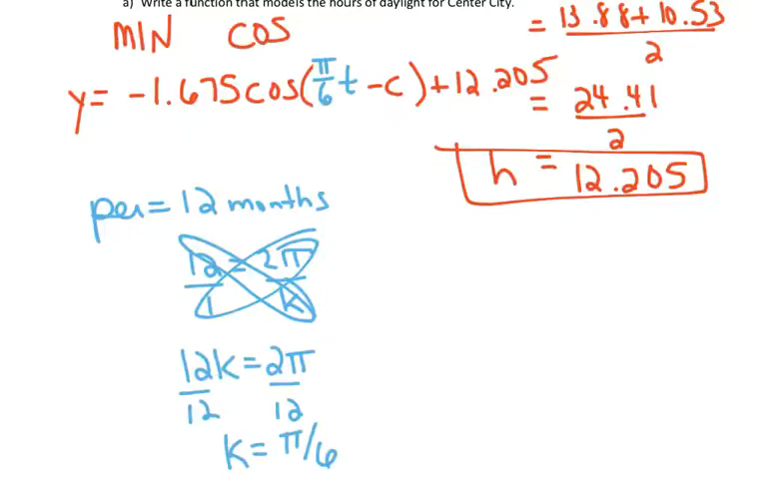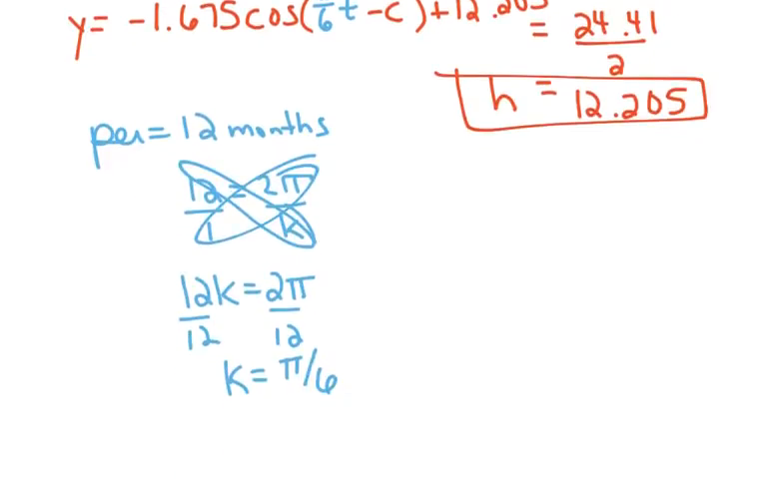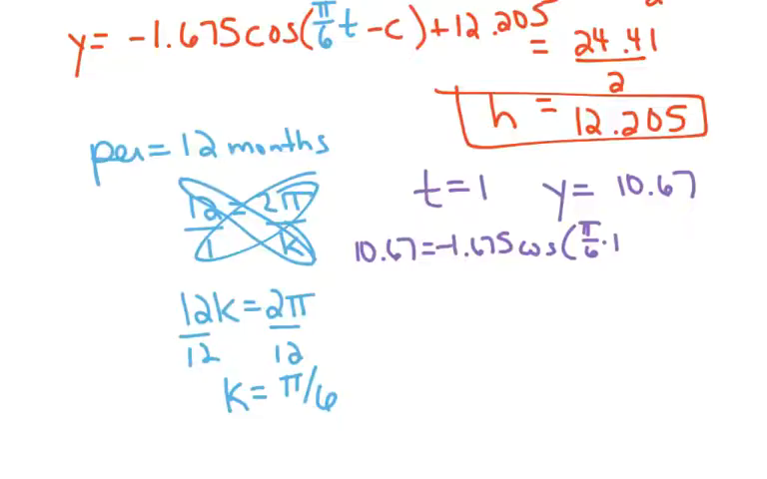Here's what we're going to do to find c, which is a little bit different from what we did in the last section. We're going to take one of the ordered pairs from this table, and I'm just going to pick this ordered pair. Remember, January is month 1. So the ordered pair is 1, 10.67. So when t equals 1, y equals 10.67. We're going to plug those 2 pieces of information into our equation and then solve the equation for c. So 10.67 is equal to negative 1.675 cosine of pi over 6 times 1 minus c plus 12.205.